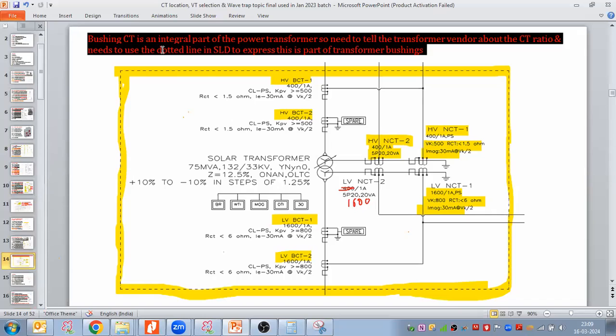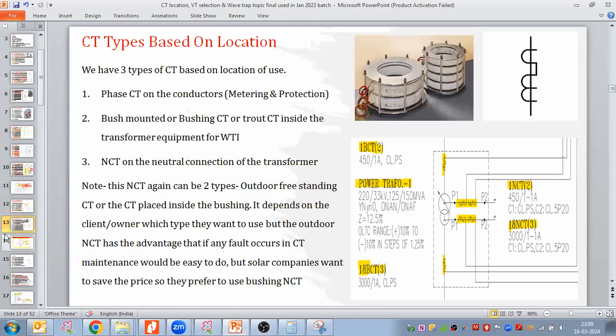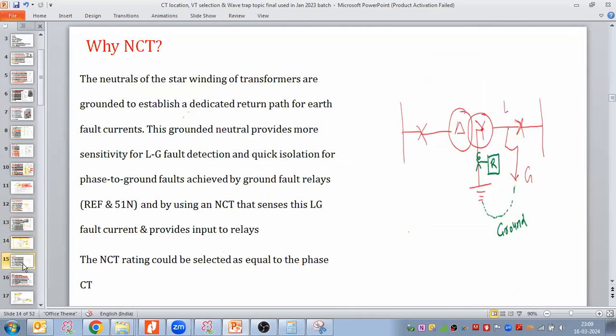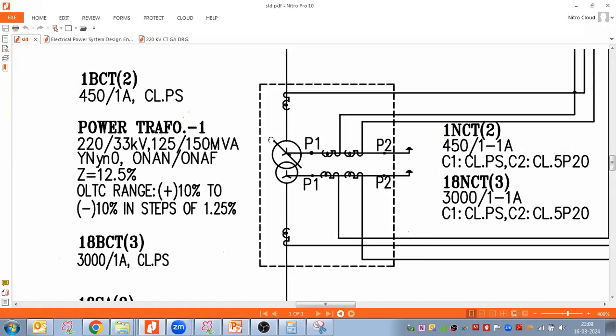Bushing CT is an integral part of the power transformer. So you need to tell the transformer vendor about the CT ratio and use a dotted line in the SLD to express that this is part of the transformer bushing. Am I clear with the dotted line, the type of the symbol, and why I'm putting the CT over here?